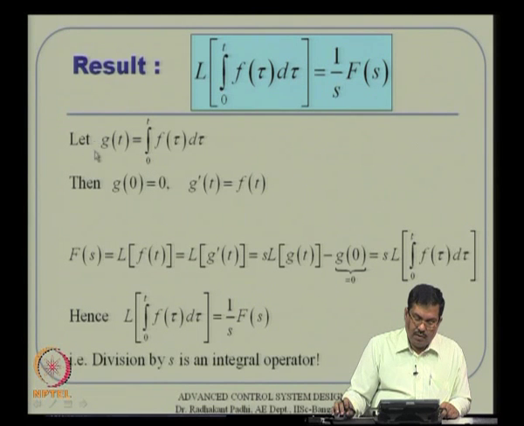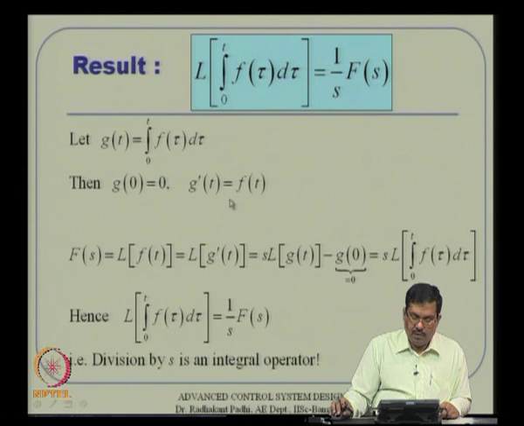What we are really doing here is redefining this g of t as the integral of what we are interested in. Then g of 0 is the integral from 0 to 0, so that is essentially 0, and g dash of t, when you take the derivative here, is nothing but f of t. So this f of s is nothing but the Laplace transform of f of t by definition. This part is just definition.